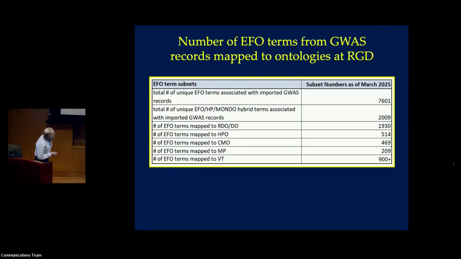So for RDO-DO, we mapped about 2,000 EFO terms. HPO, it was about 500 terms. About the same number of terms to CMO, around 200 terms to MP. And we're still in the process of mapping to VT, which is mostly XREFs, not so much synonyms, but we're about halfway through. So we have 900 matches now, and we expect to get maybe 700, 800 more matches.